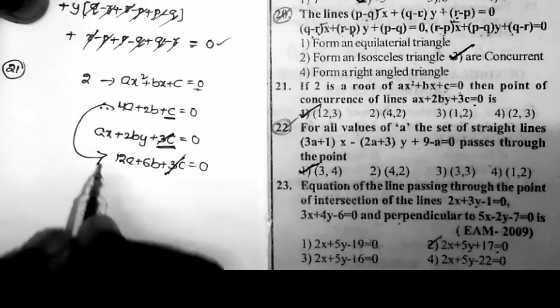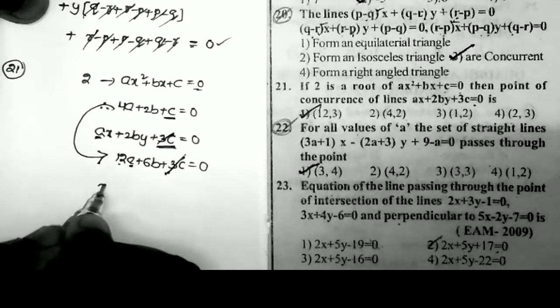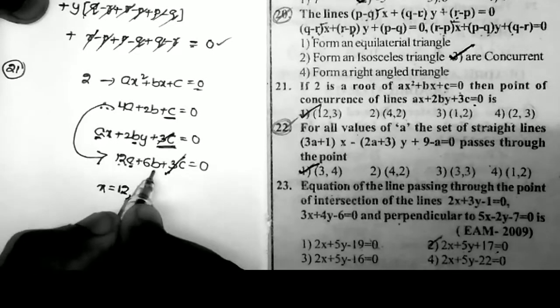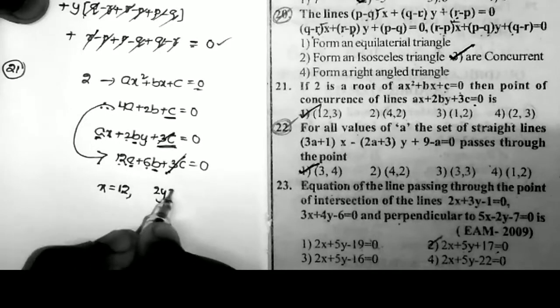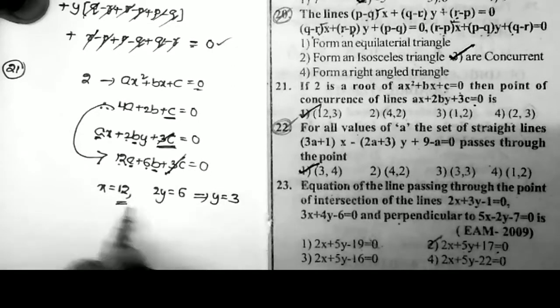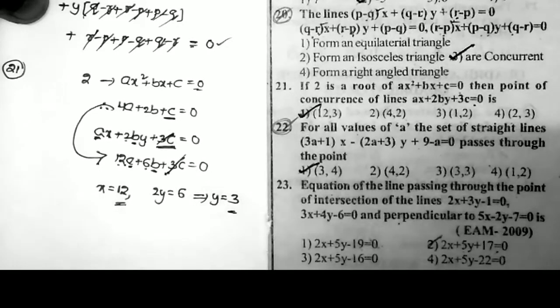Now taking the comparison, the a coefficient: x is equal to 12. And the b coefficient: 2y is equal to 6, then y is equal to 3. Therefore, the point of concurrence is (12, 3). That is the first option.